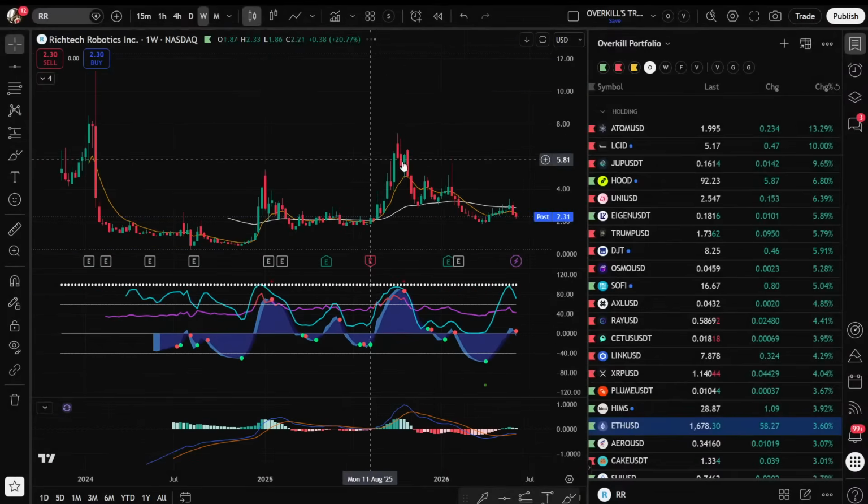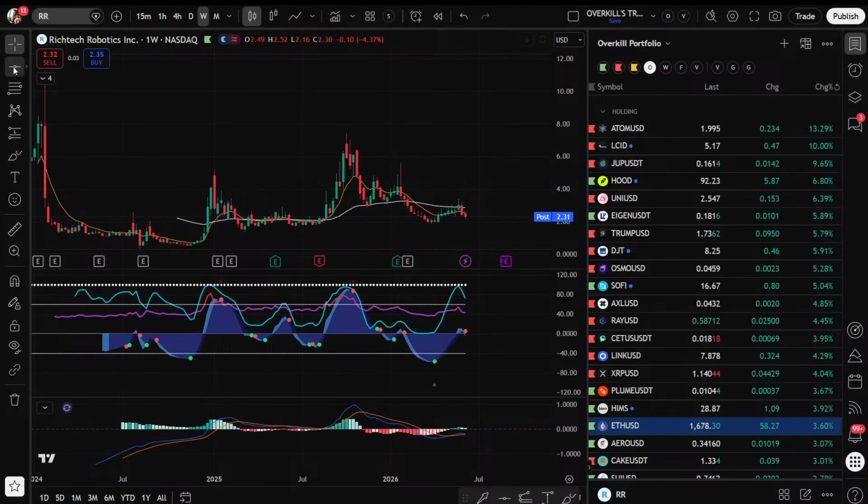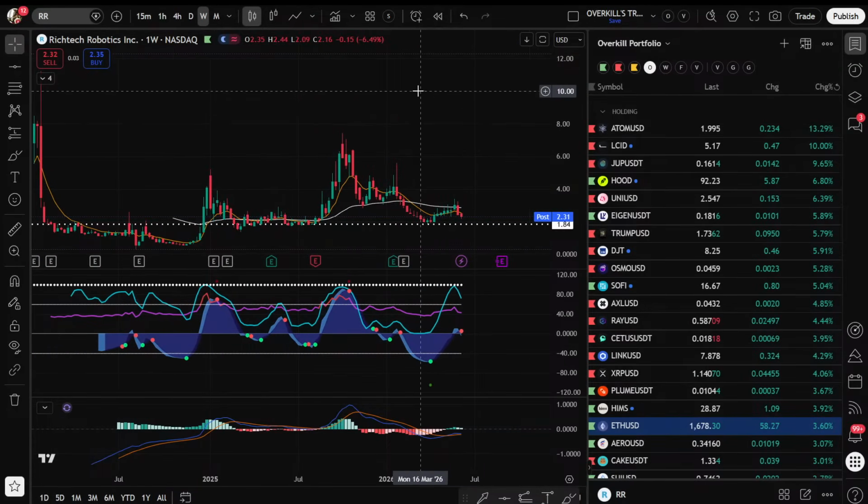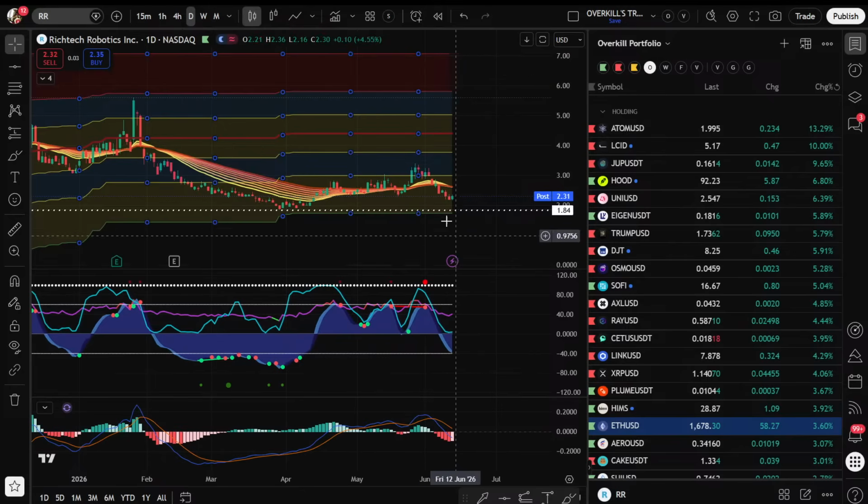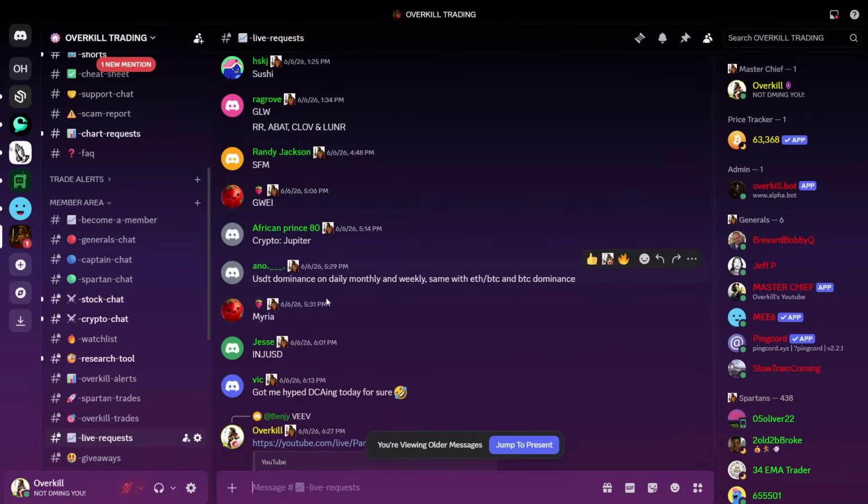RR, Rich Tech Robotics, red dot. So again, what are we doing? Stop loss at the previous low, 184, 180 is the stop loss. I'd be looking for a daily here on RR. Just make sure that thing holds 180.